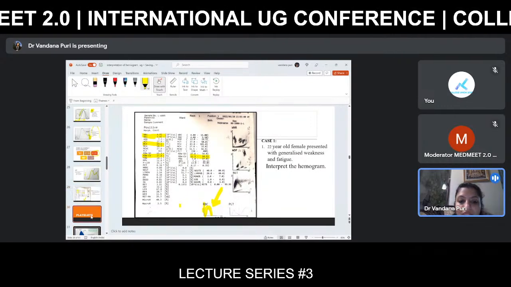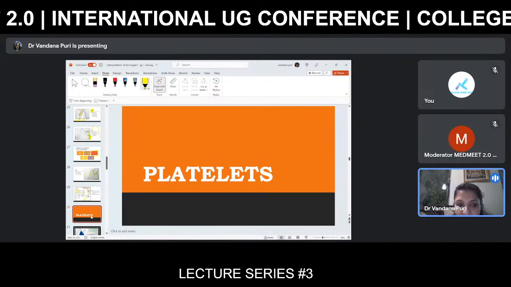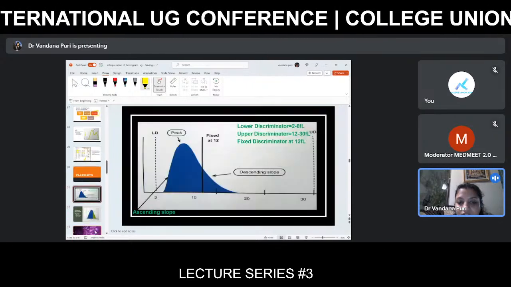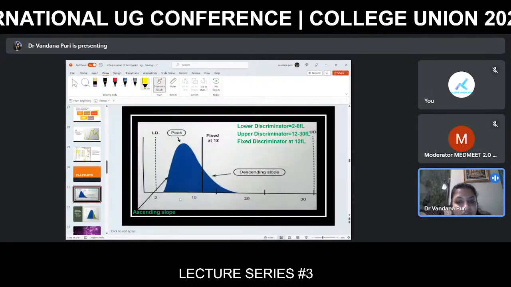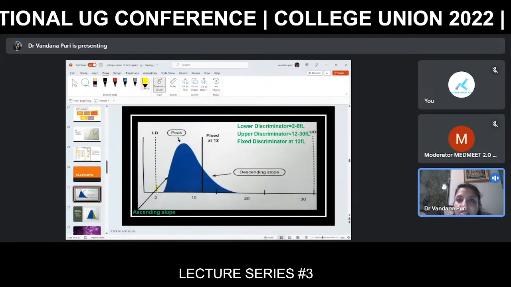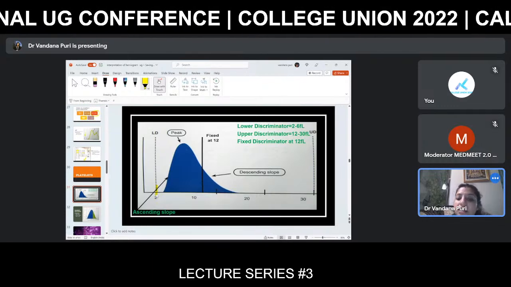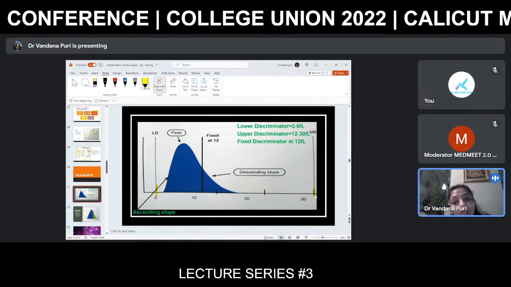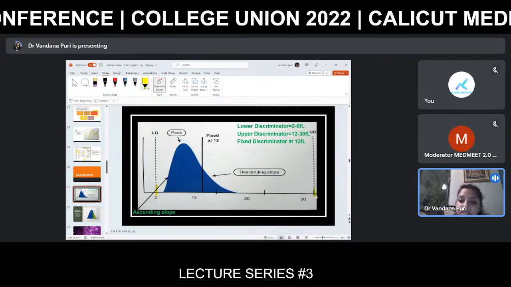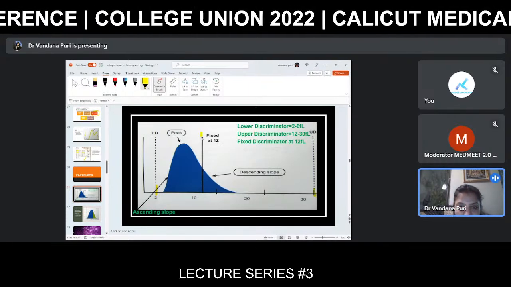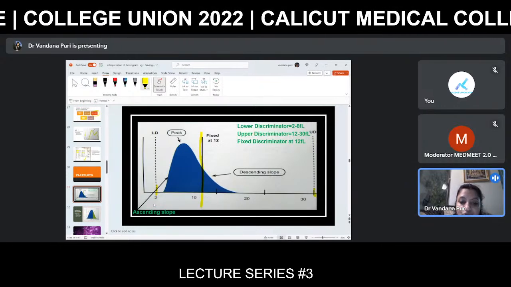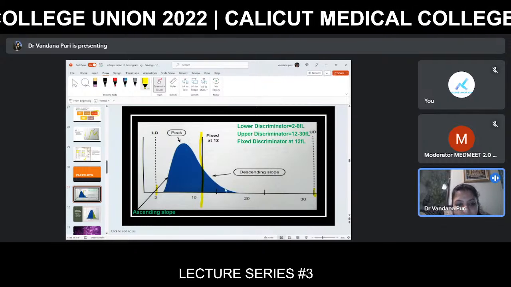Now, once we are clear with this, the next cell that we should know is platelets. All of you know the size of the platelet. Basically, it is 2 to 20 femtoliters. So the lower discriminator is set at 2 femtoliters. The higher is set at 30, because anything which is bigger than 30 is definitely going to be the RBC. And there is a fixed discriminator at 12 femtoliters. There should be an ascending slope and a descending slope.